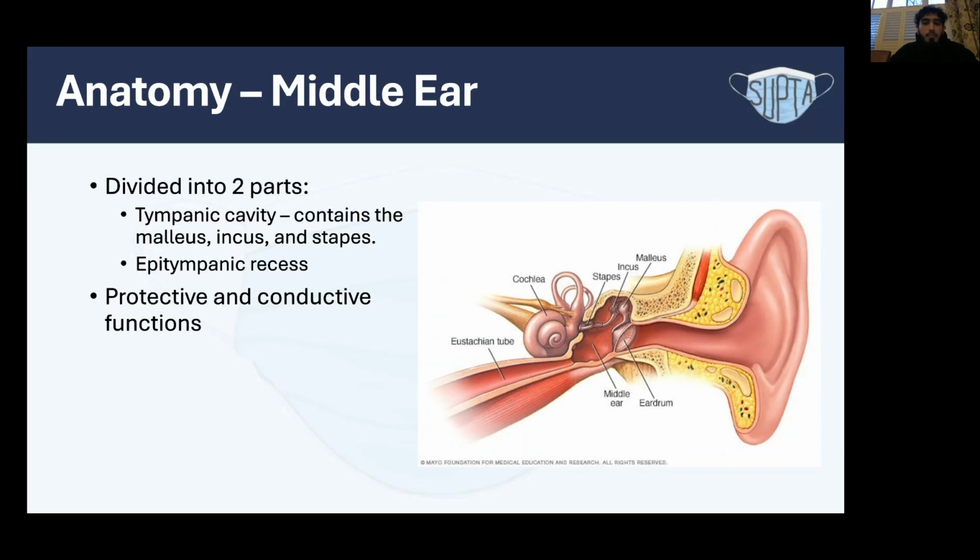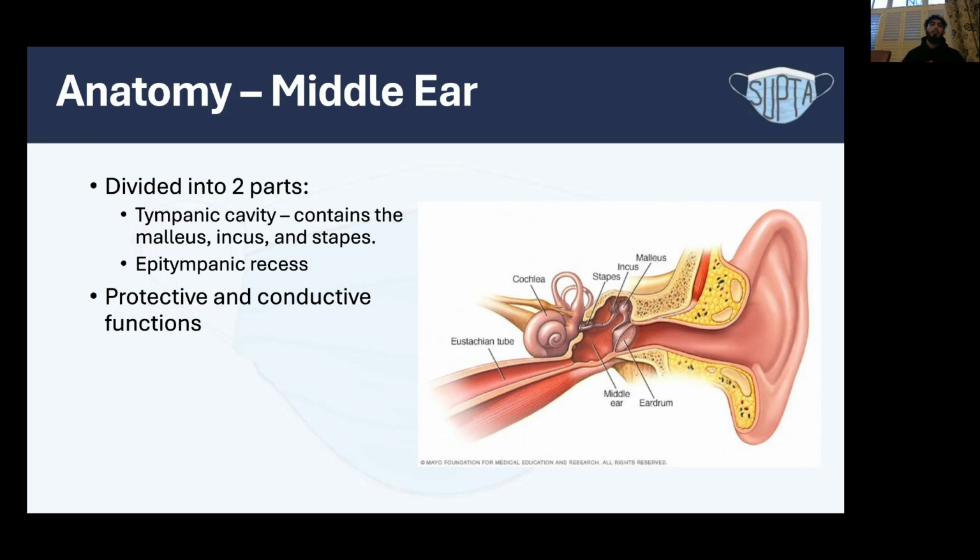In terms of its boundaries, it's bounded laterally by the tympanic membrane, medially by the lateral wall of the internal ear. The roof is formed by a thin plate of bone called the tegmen tympani, and the floor is also very thin. What sits underneath that is the internal jugular vein.